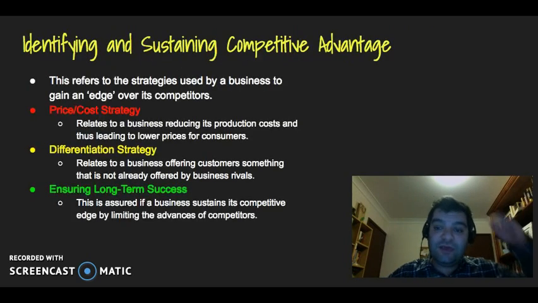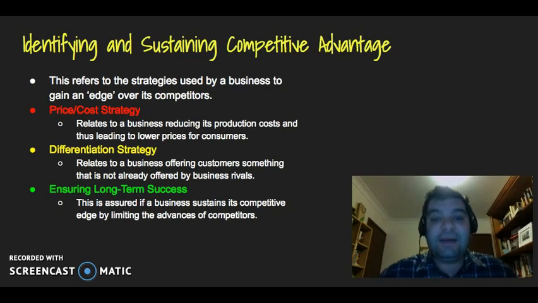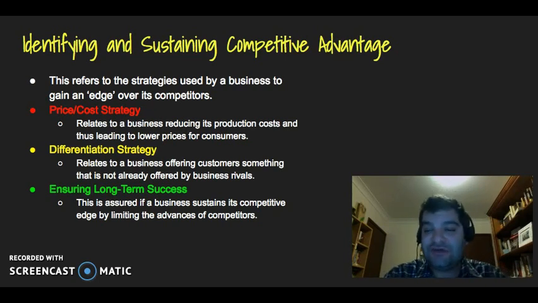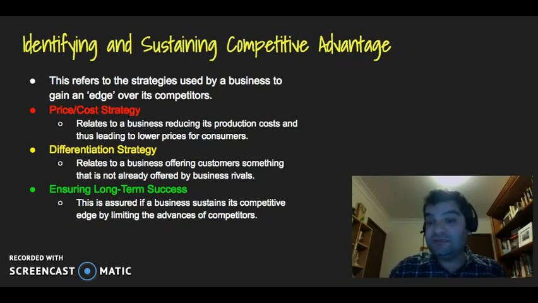So firstly, we're going to look at identifying and sustaining competitive advantage. Now, competitive advantage is a strategy whereby a business tries to gain an edge over its competitors. Okay, so trying to stay ahead of its competitors. And one way you can do that is through the price cost strategy. Basically, where a business reduces its production costs, thus leading to lower prices for consumers, so therefore making them a more attractive option than competitors.